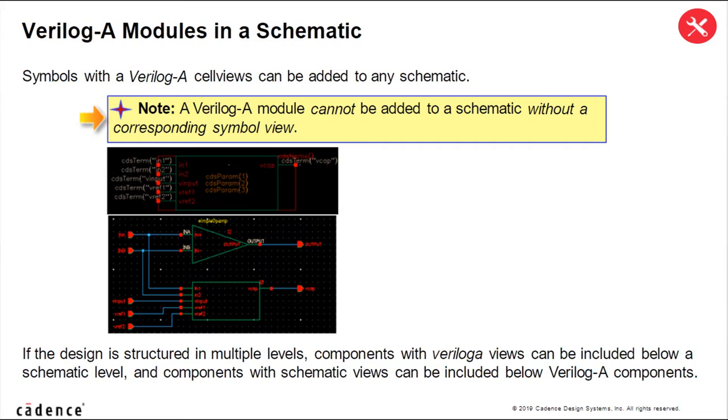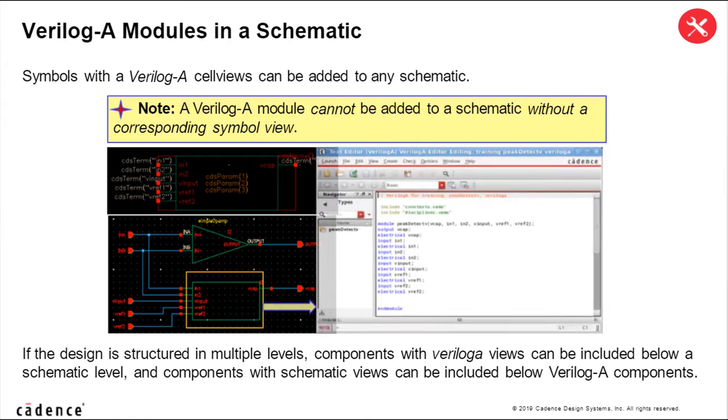A Verilog A module cannot be added to a schematic without a corresponding symbol view. See the symbol view here. If you open it or descend its hierarchy, you can see the corresponding Verilog A definition.